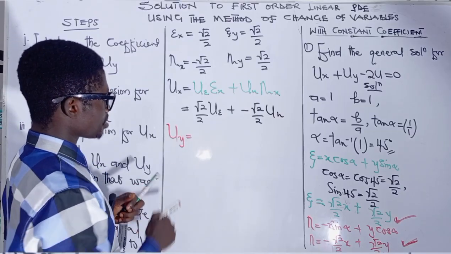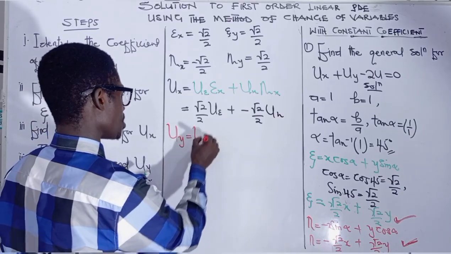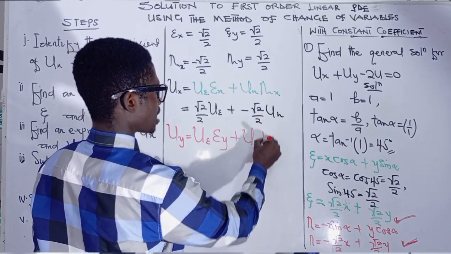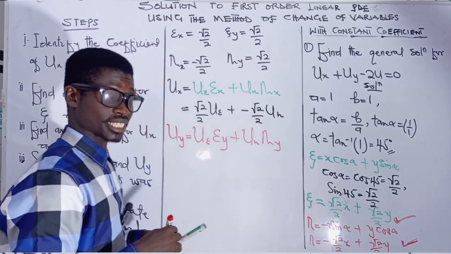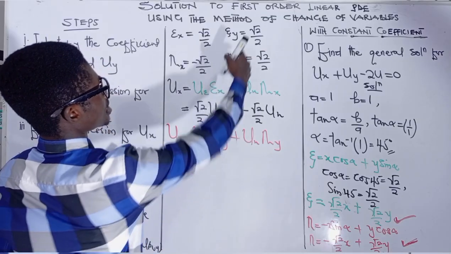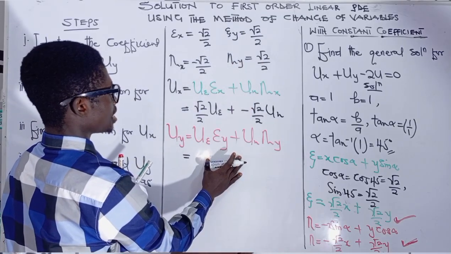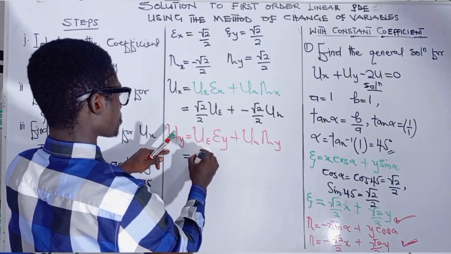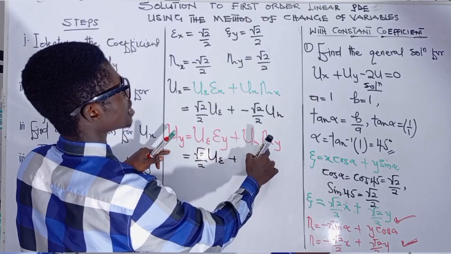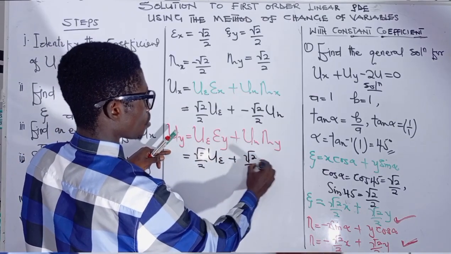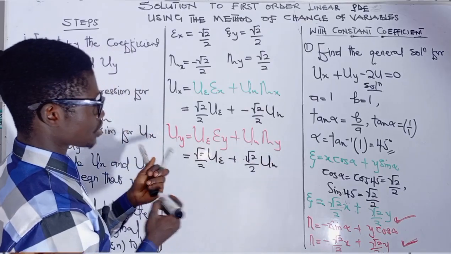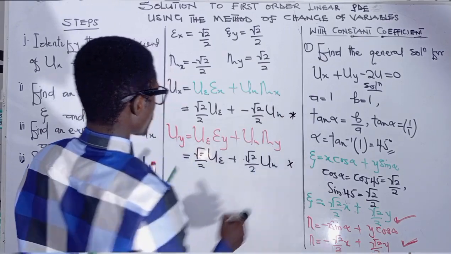And we know that the partial derivative of the function u with respect to y is given as u xi xi y plus u eta eta y. Very, very interesting. Already we know xi y and then eta y. Where is xi y? This is xi y and this is eta y. We are just going to plug in into this equation. So we have root 2 over 2 u xi plus, for eta y, we have root 2 all over 2 u eta. So we are done with that. So we are done with the third step.